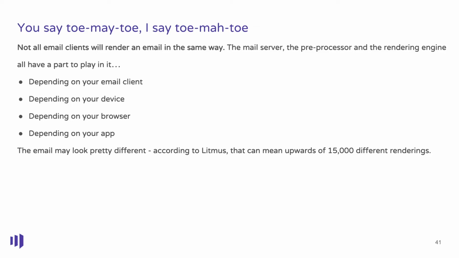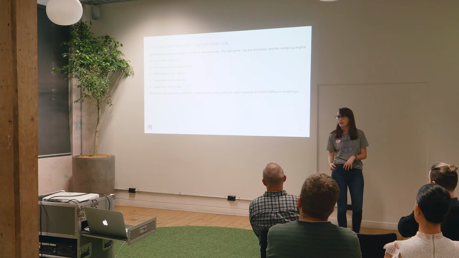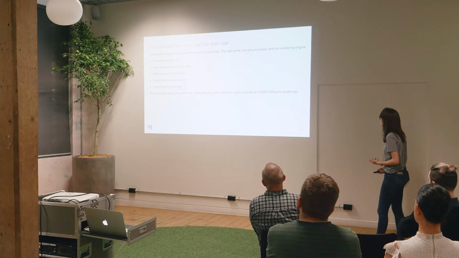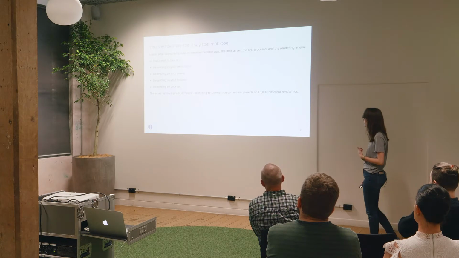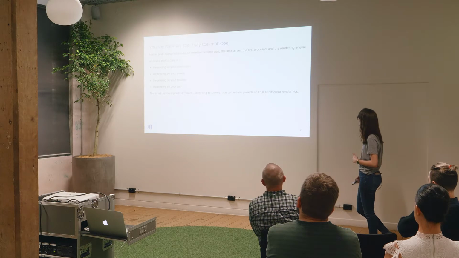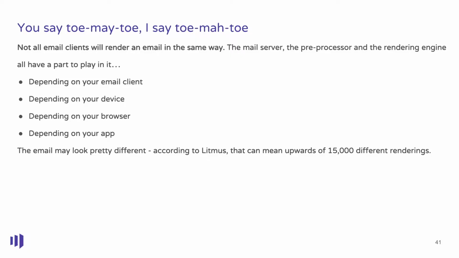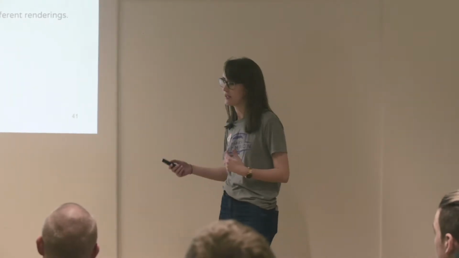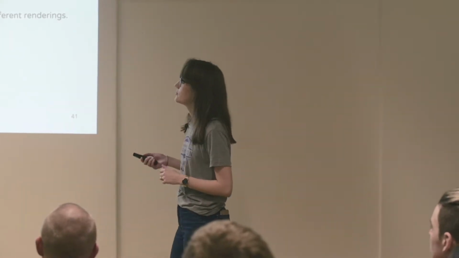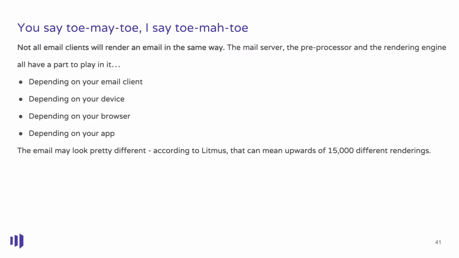So testing. Basically, the point is not all email clients will render one email the same way. Like I said, those 15,000 different versions, this is where that comes into play. Why so many? The mail server, the preprocessor, and the rendering engine, there are a lot of moving pieces when it comes to email that you don't have to contend with when it comes to web dev. So depending on your email client, your device, your browser, your app, and a ton of different things, email may look completely different for you than it does for me.